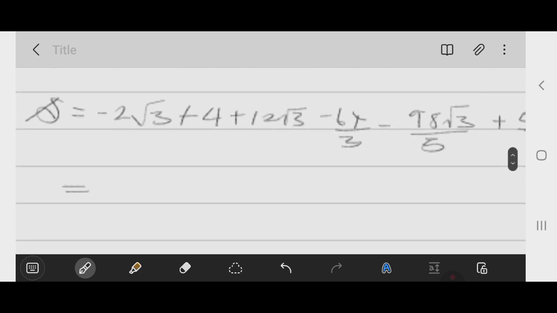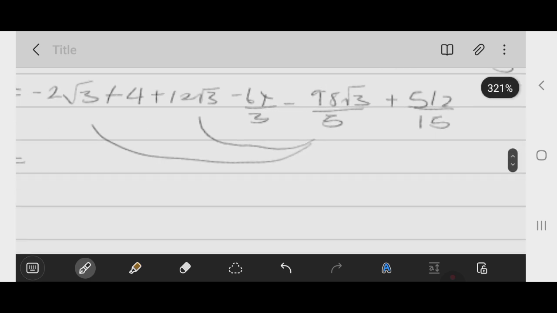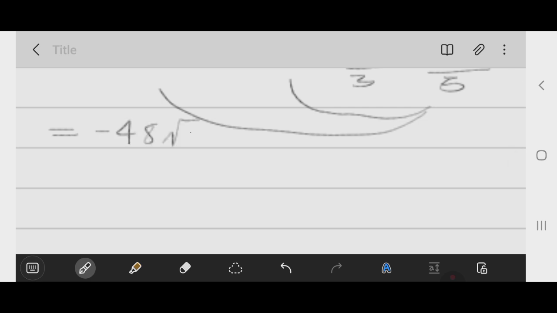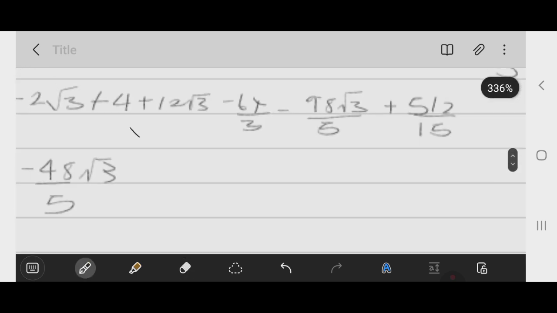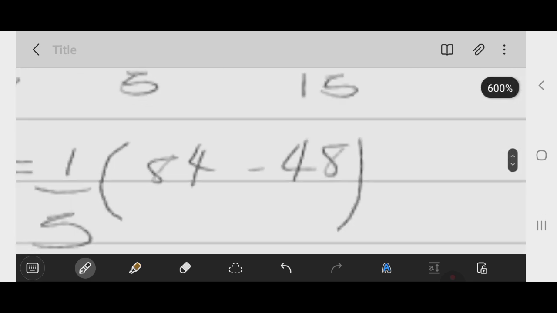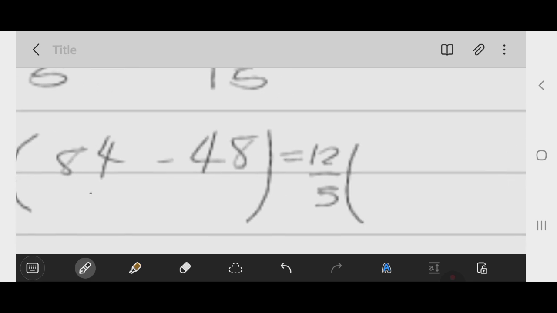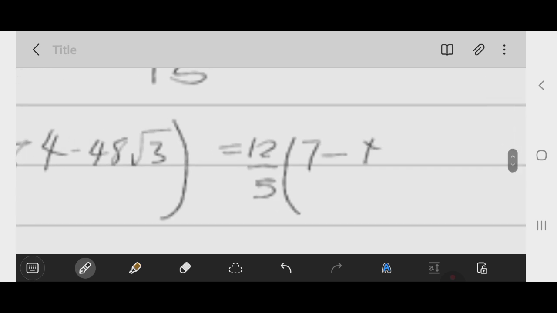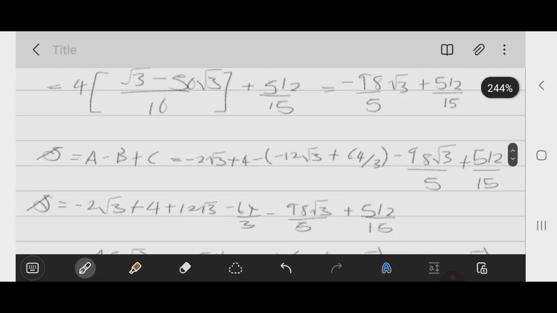So let's do a little bit of rough work here. Almost there. Bam! We're through with solving this question.